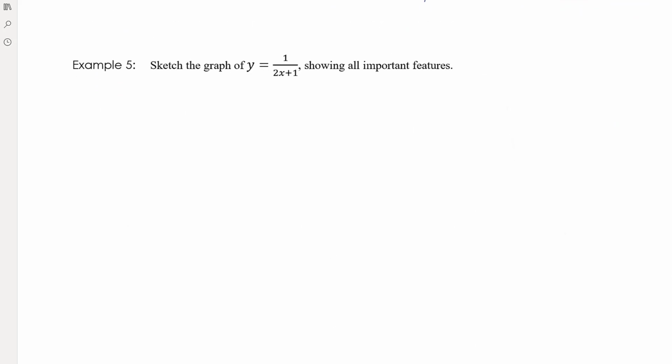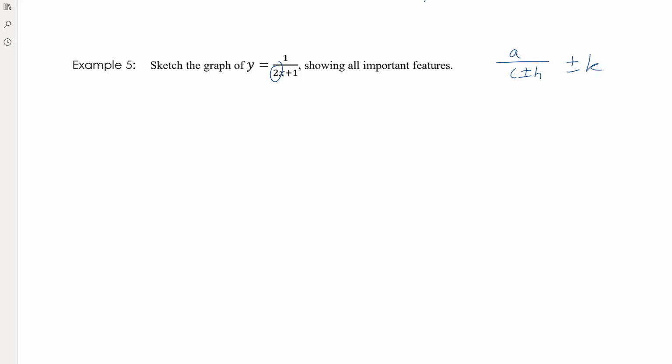Example 5, sketch the graph of y equals 1 over 2x plus 1, showing all important features. Okay, now this is quite complicated in the way this has been given, and it doesn't fit our normal format where we don't want to see a number in here. We can interpret that in a different way, but I want us to think about how we can interpret it within the scope of what we already know. So we want to be able to write it as x plus or minus h and plus or minus k. We want to be able to not have a number in here.